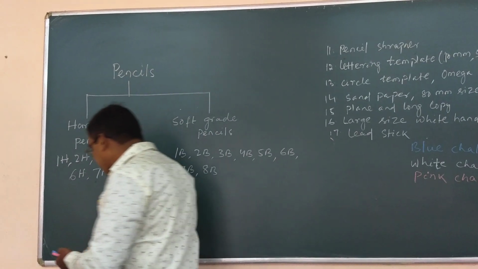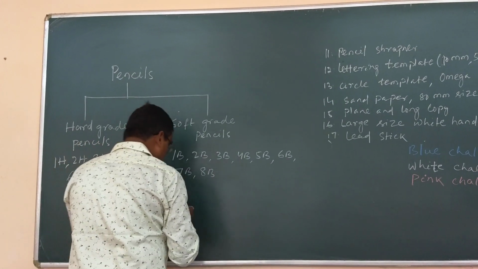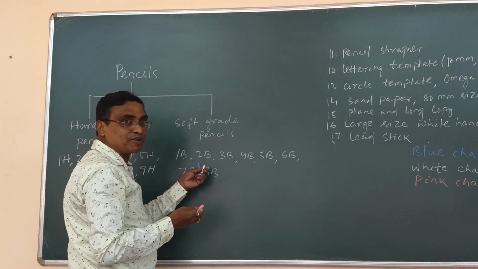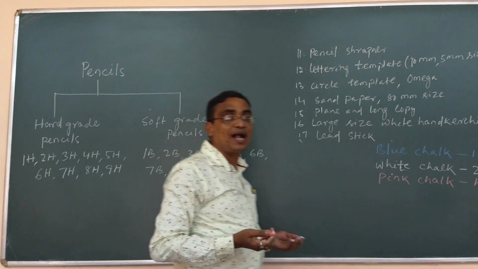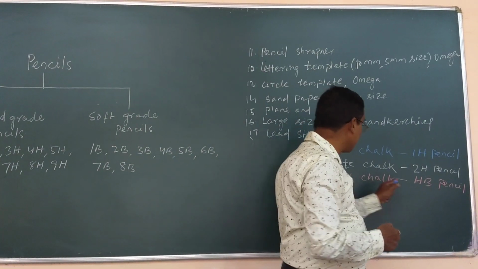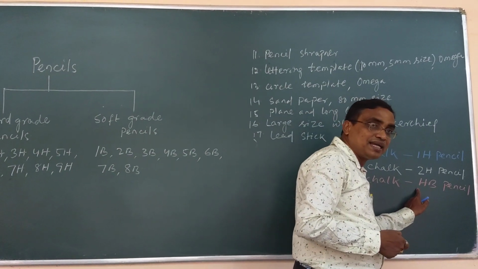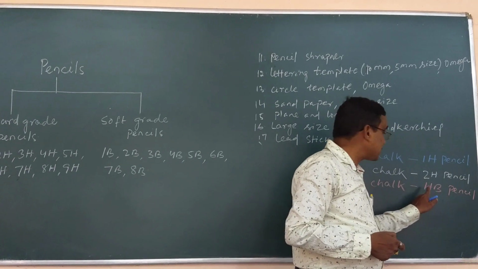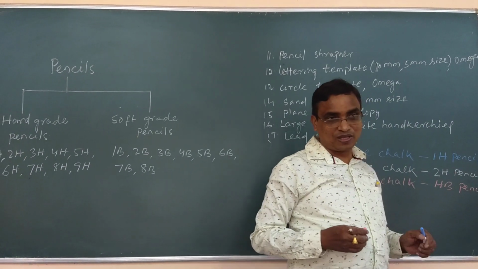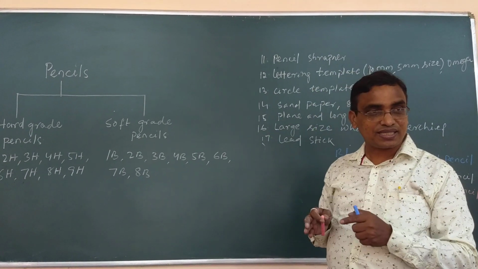So HB pencil means it is a combination of both hard grade and soft grade pencils. Generally people say it is a hard and black pencil. HB, combination of 2 characters, hard grade as well as soft grade. We can say hard and black pencils. So these are the classification of pencils.